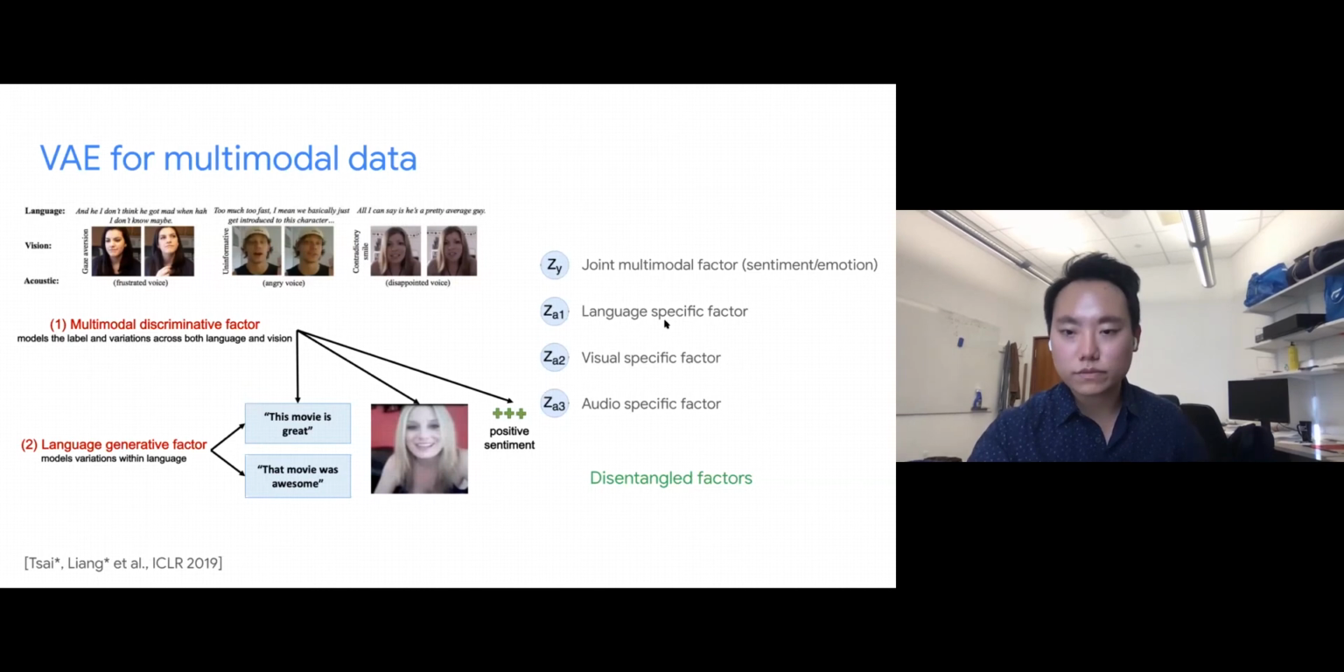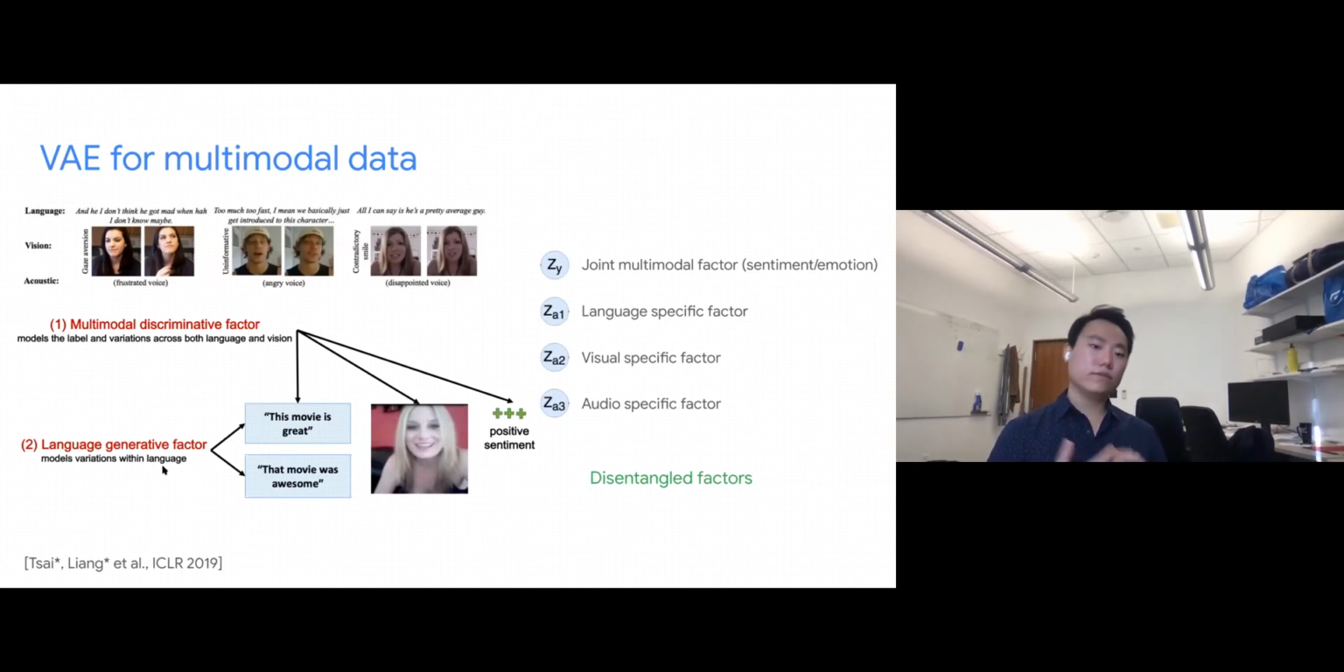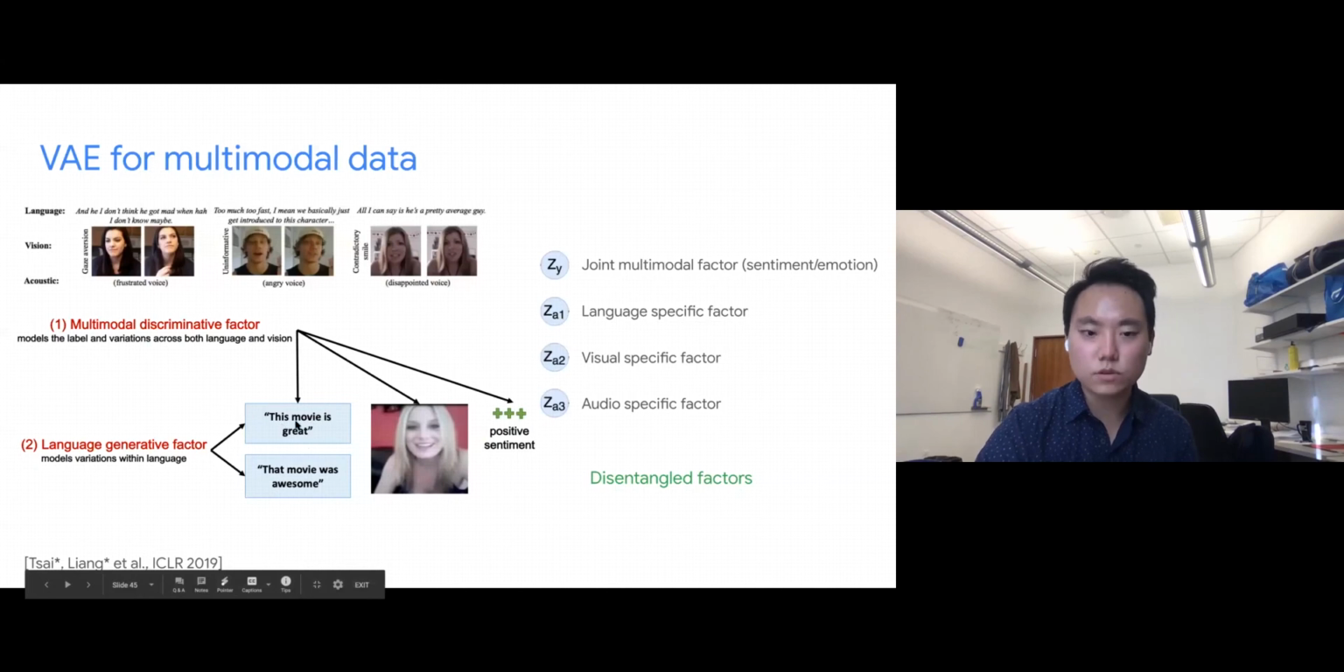So a language-specific factor should model variations within language, different ways of saying the same sentence with the same emotion. It also captures how different people say the same things with similar intents. So that would model things like "this movie is great" versus "that movie was awesome."